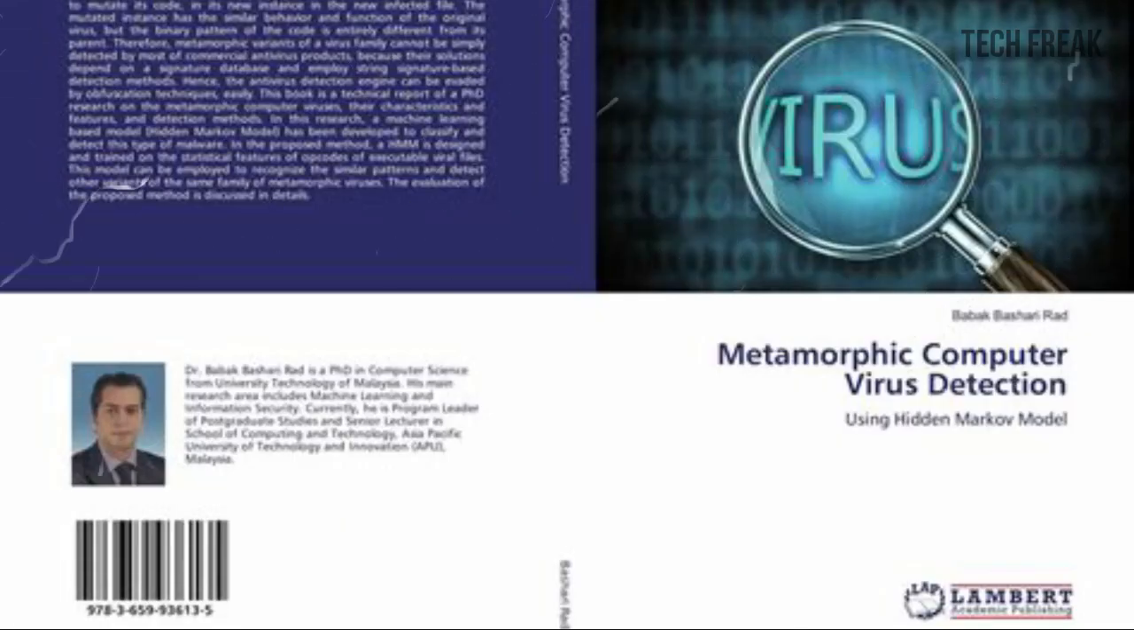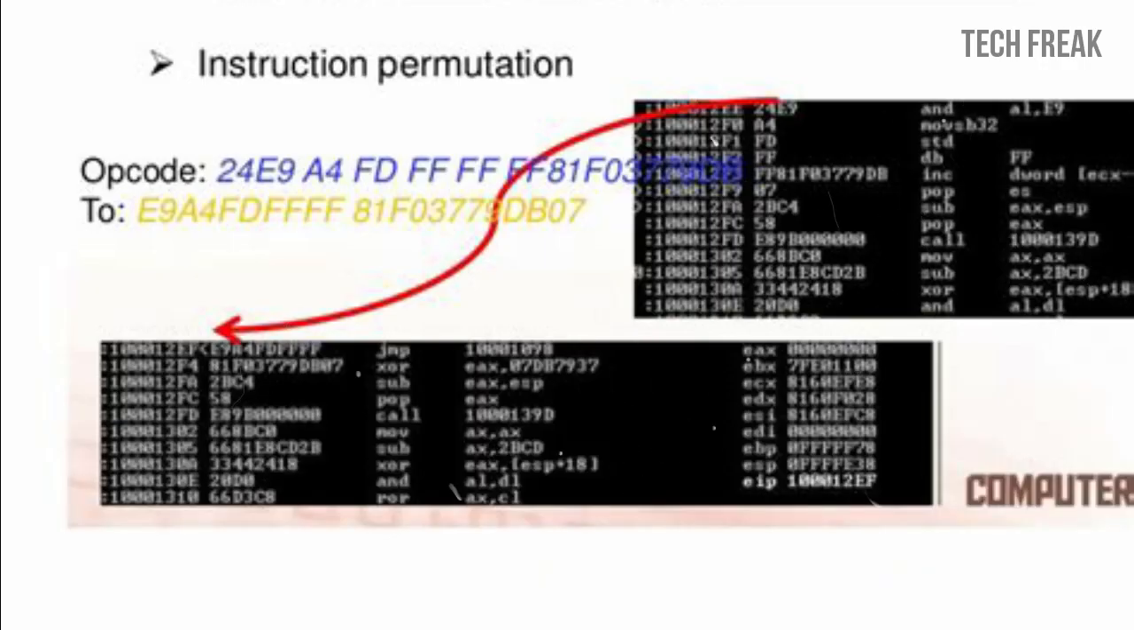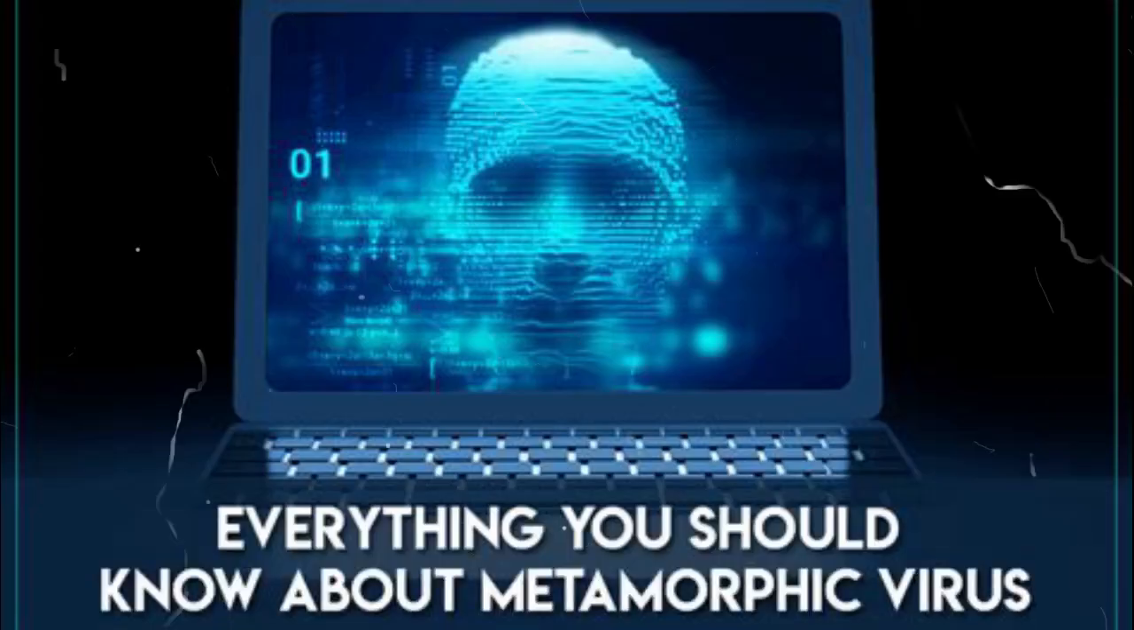Metamorphic virus. These are viruses that rewrite themselves before each infection. Notable examples of metamorphic viruses include Simile, which was discovered in the early 2000s. Virlock is another example of a metamorphic virus.